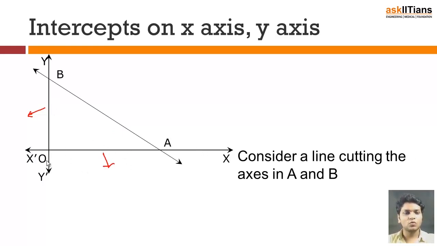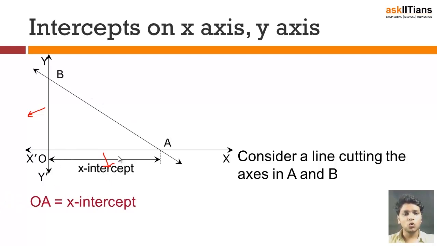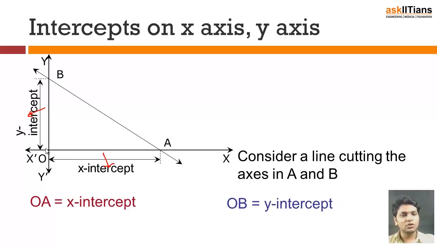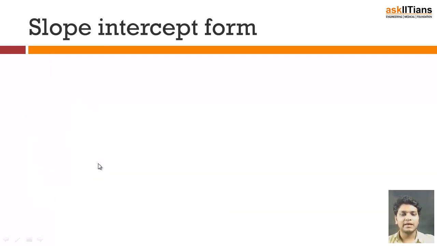This is YOY dash, XOX dash, and A and B are the points on the x-axis and the y-axis respectively. So OA, from the origin to the point where the line cuts the x-axis, is called the x-intercept. OB, from the origin to the point where the line cuts the y-axis, is called the y-intercept. So OA and OB are the x and y intercepts respectively. Now let us move towards the different forms of line.